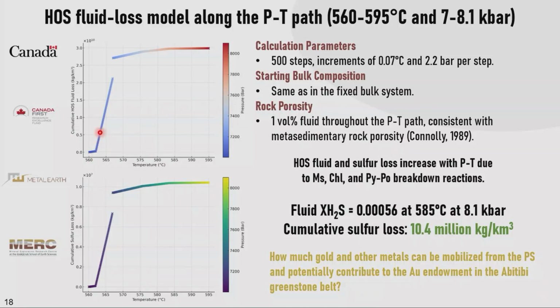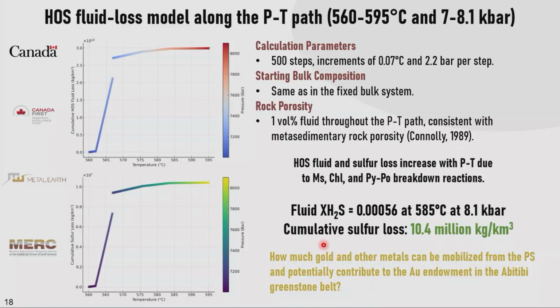So as you can see here, we have this jump in both fluid and sulfur in the system. It is mainly attributed to the breaking down of muscovite and chlorite, releasing fluid into the system, and also the breaking down of pyrite and pyrrhotite at the low temperatures. And here we have an estimate of the mole fraction of fluid that we got at a specific temperature. It's around 0.00056, which is a small value. But when we convert this value to understand the cumulative sulfur loss, we end up calculating 10.4 million kilograms per cubic kilometer for these conditions.